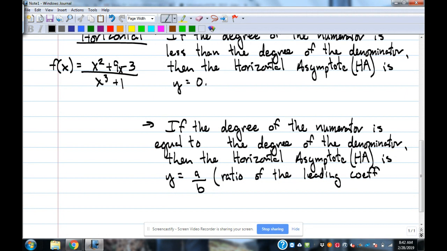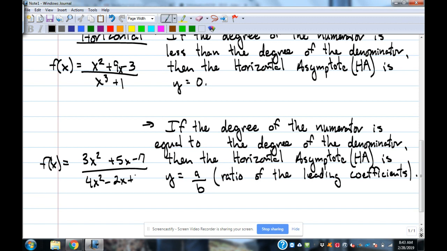And I'll write an example of that. So that would be something, maybe you got 3x squared plus 5x minus 7 over 4x squared minus 2x plus 13. This one would have a horizontal asymptote at 3/4. y equals 3/4. Leading coefficients 3 and 4 out of that.